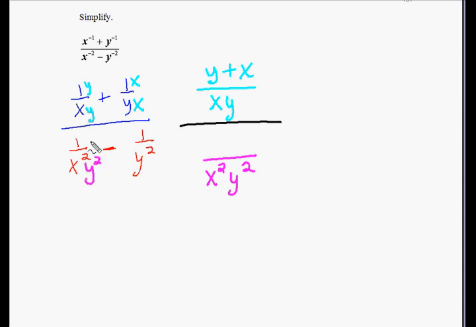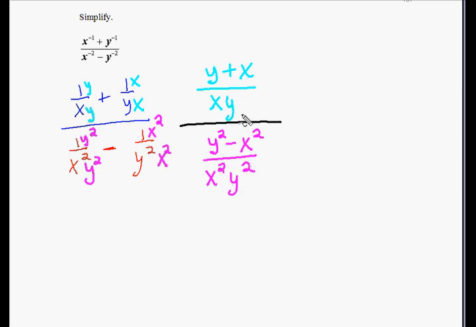And trying to make these denominators match up, we need to multiply the first fraction by y squared and the second fraction by x squared, leaving us with a y squared minus x squared. Okay, things are looking pretty good so far. But we still have a complex fraction, which means that we want to try and make the denominators the same.